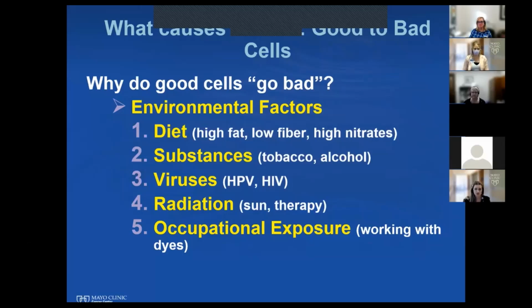So we know also for viruses, HPV and HIV, and then for radiation, exposure to sun and radiation therapy can increase your risk in developing cancer. And then occupational exposure. So for example, farmers who have worked with pesticides and or carpenters who have worked with asbestos may be at greater risk.